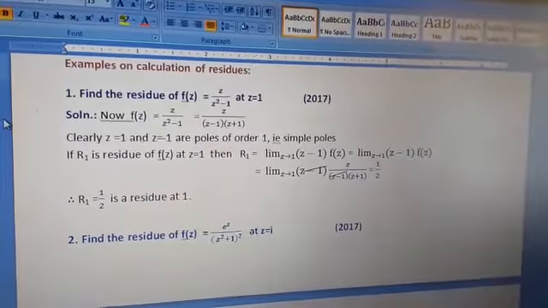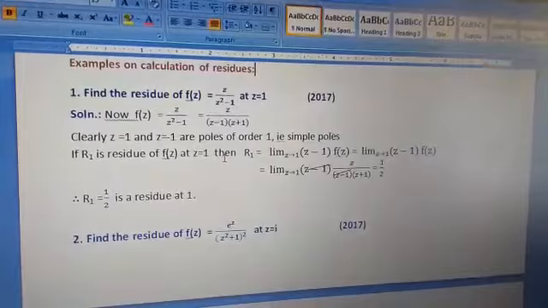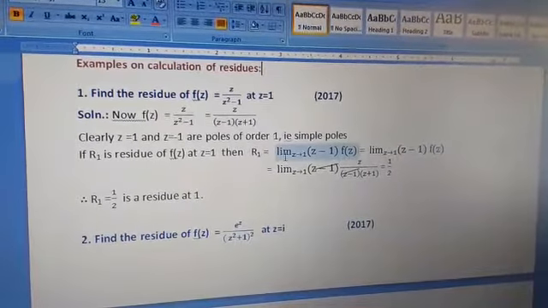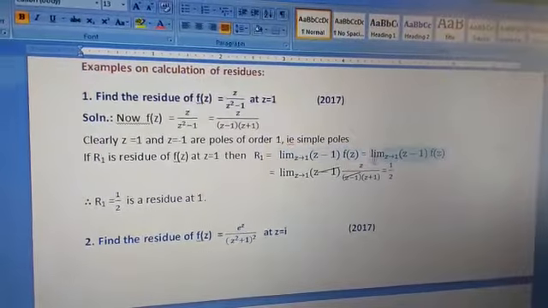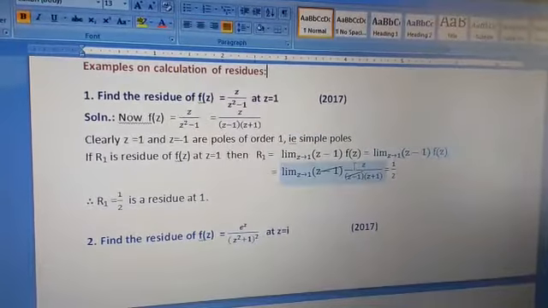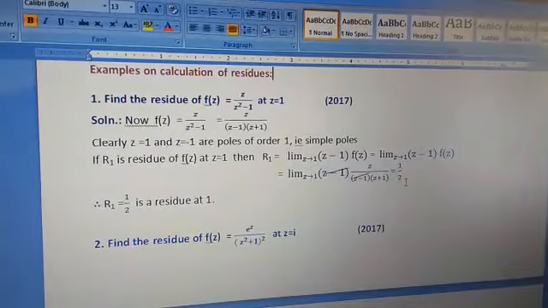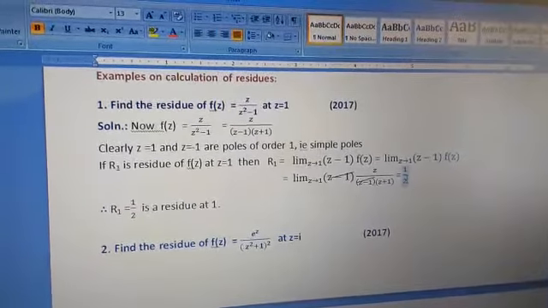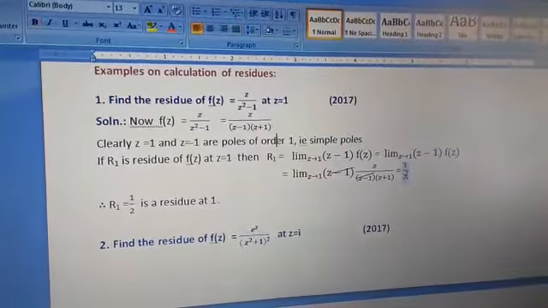If R1 is the residue of f(z) at z = 1, because it is asked to find only the residue at the pole z = 1, that is equal to the limit of (z minus 1) into f(z) as z tends to 1, because it is a simple pole. And (z minus 1) into f(z), where f(z) = z upon (z minus 1)(z plus 1). Z minus 1 gets cancelled, you get 1 upon 2. Substitute z = 1 there, 1 by 2. Therefore, the residue at the pole z = 1 is 1 upon 2.